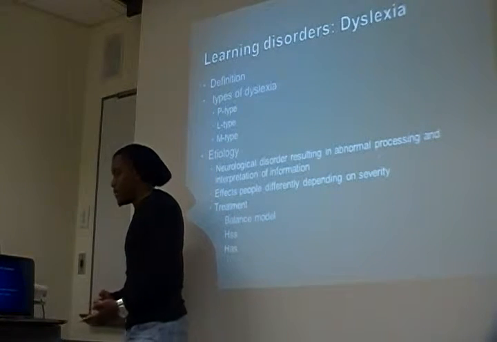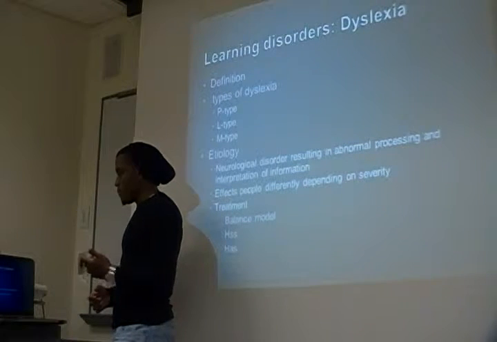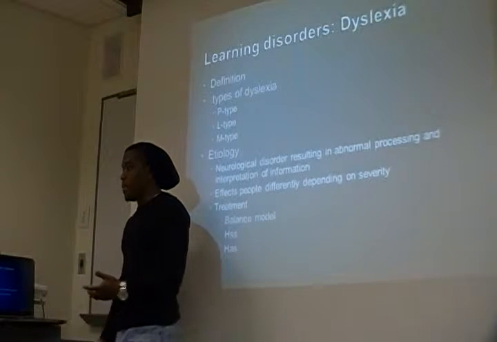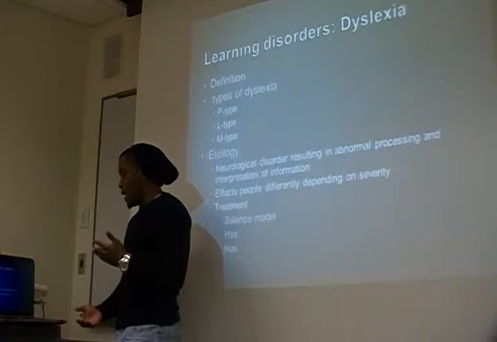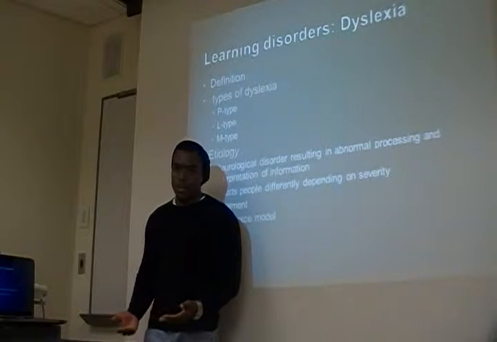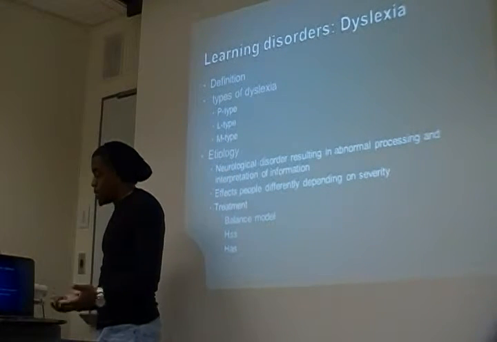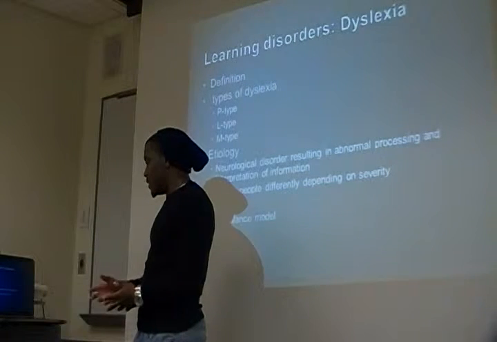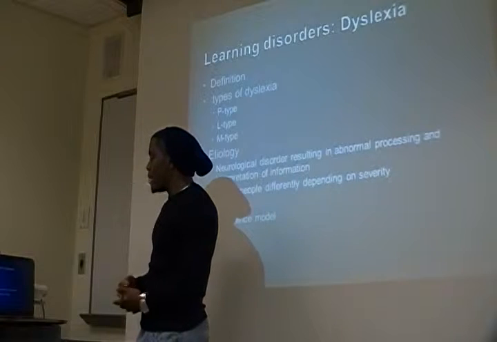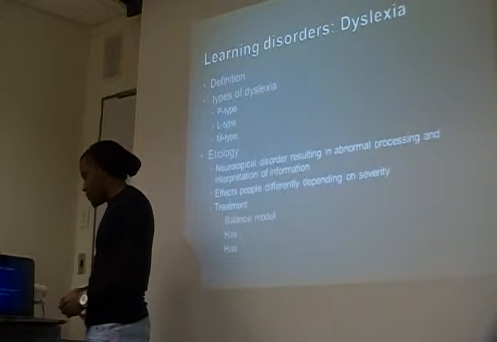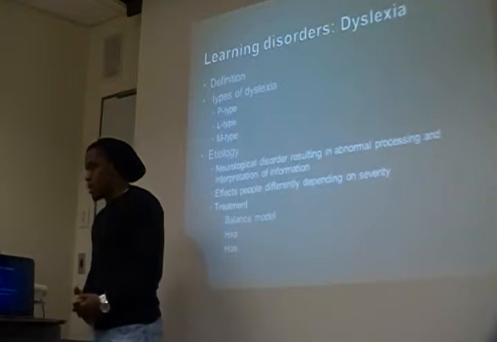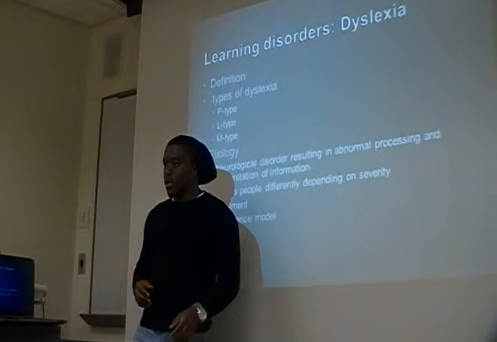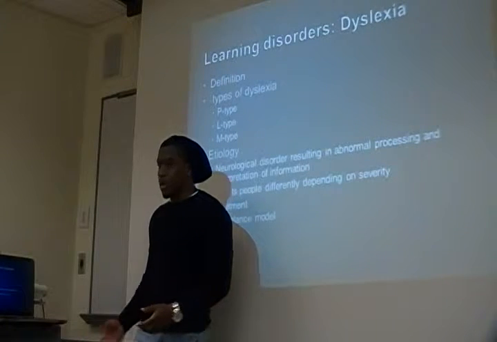So a person with P-type would read really slow and laborious, and a person with L-type would read extremely fast and wouldn't really comprehend a lot of what they just read. And the M-type is a combination of both, like I said. So dyslexia is basically a neurological disorder resulting in abnormal processing and interpretation of information. And just like dyscalculia, it affects people on different levels. One person may just struggle with it here and there, and in another person it may be really severe.